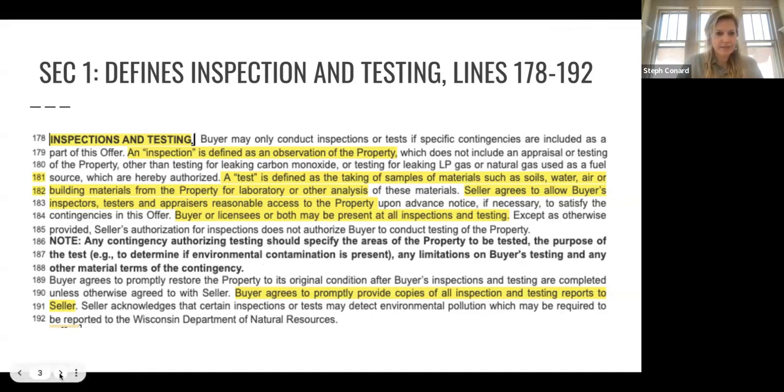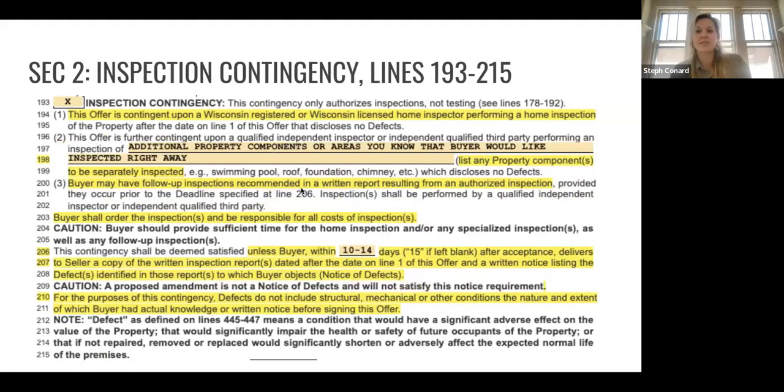Okay, moving on. So the second section is the inspection contingency itself, which is kind of a three-pronged contingency. So starting at line 193, if you are going to include the inspection contingency in your offers, you're going to put a check mark box on 193, an X. And again, it states right again, this contingency only authorizes inspections, not testing. So point 1, this offer is contingent upon a Wisconsin registered or Wisconsin licensed home inspector performing a home inspection of the property after the date on line 1 of this offer that discloses no defects.